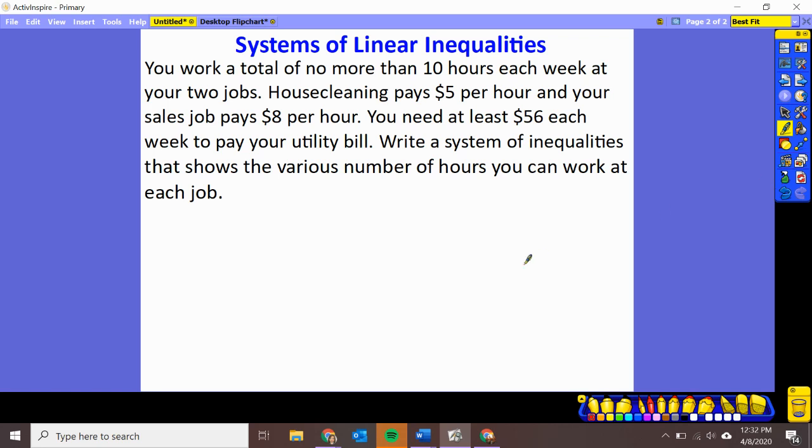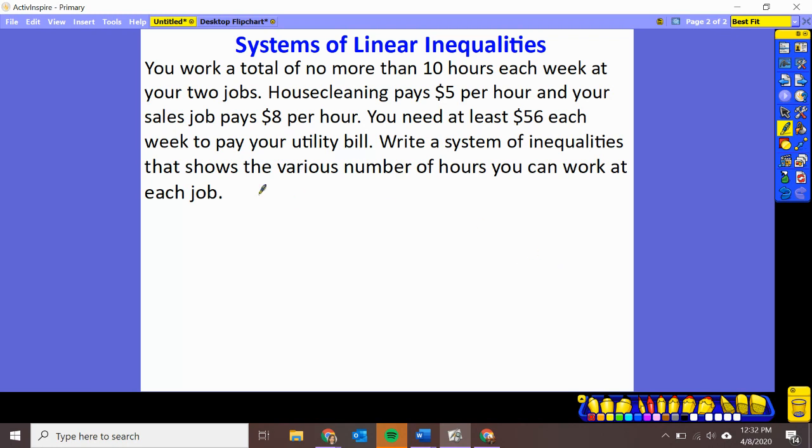Hi, everyone. Mr. Honig again, and we're going to walk through today a word problem with systems of linear inequalities. Okay, so much like the word problems that you learned in systems of linear equations, we're going to use the same type of setup. The only difference here is now we're using linear inequalities.